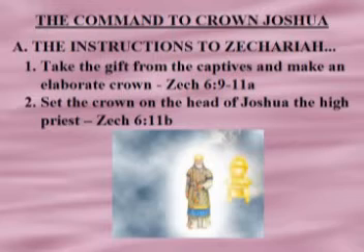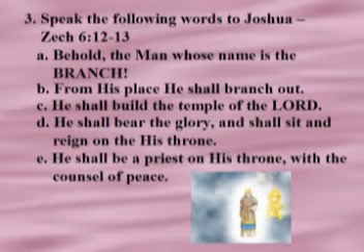Zechariah 6:11. 3. Speak the following words to Joshua. Zechariah 6:12-13. A. Behold, the man whose name is the Branch. B. From his place he shall branch out. C. He shall build the temple of the Lord. D. He shall bear the glory and shall sit and reign on his throne. E. He shall be a priest on his throne with the counsel of peace.